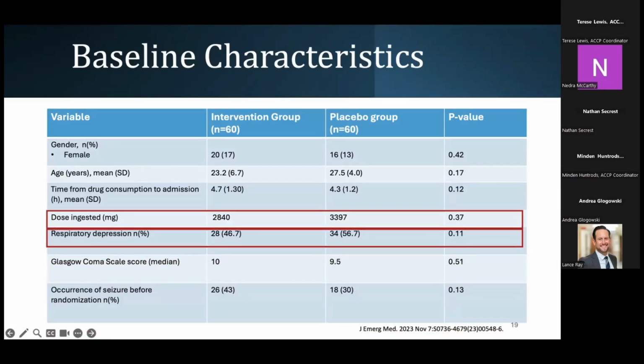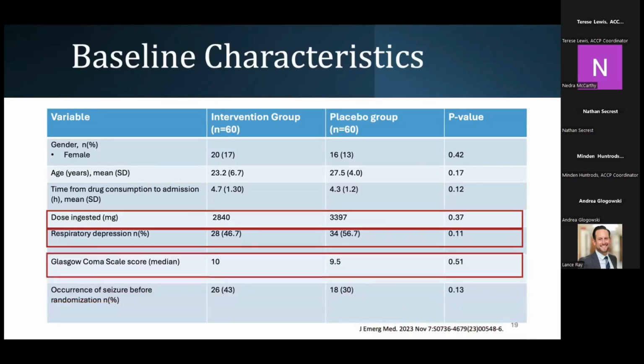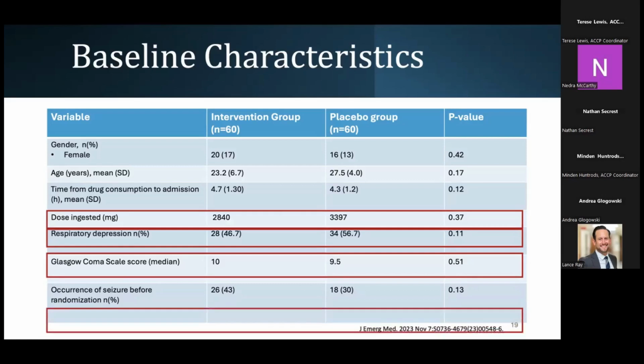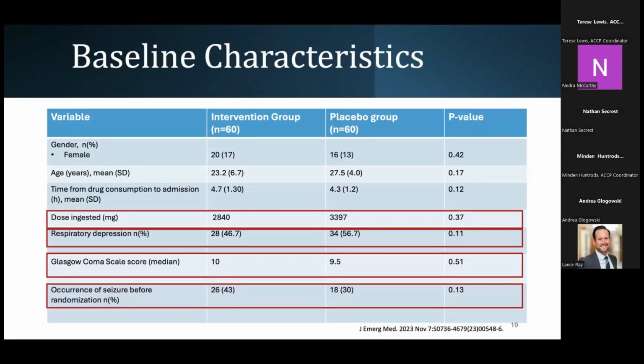For patients who were presenting with respiratory depression, again, it was much lower in the intervention group as opposed to the control group. And with a p-value of 0.11, it was not statistically significant. Patients in the intervention group had a higher level of consciousness when compared to the placebo group. And for the occurrence of seizure before randomization, you had more patients in the intervention group experiencing seizure when compared to the placebo group. Again, these differences were not statistically significant.